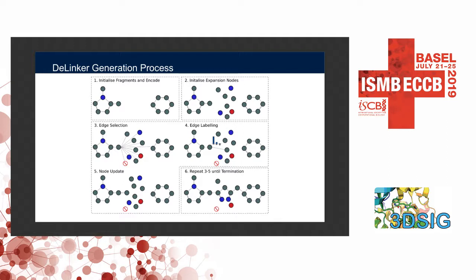You'll note here that it may or may not use all of the building blocks we gave it at the start. So in this example, it's used most of them, but it's chosen not to use two of them. So this is how we generate molecules.